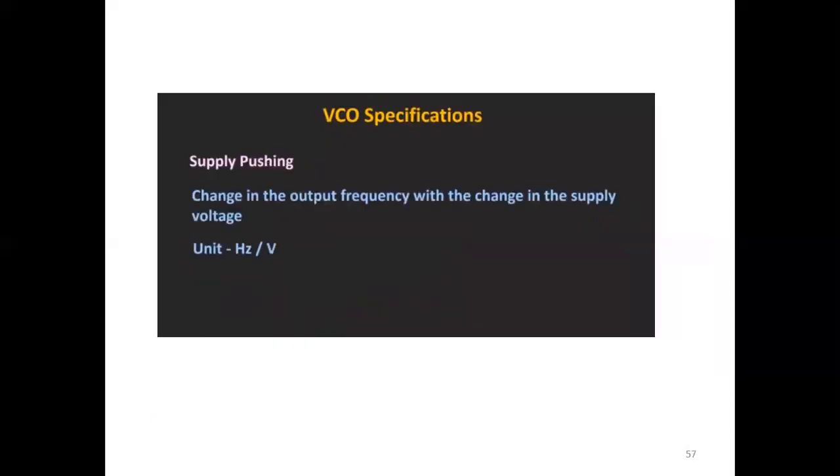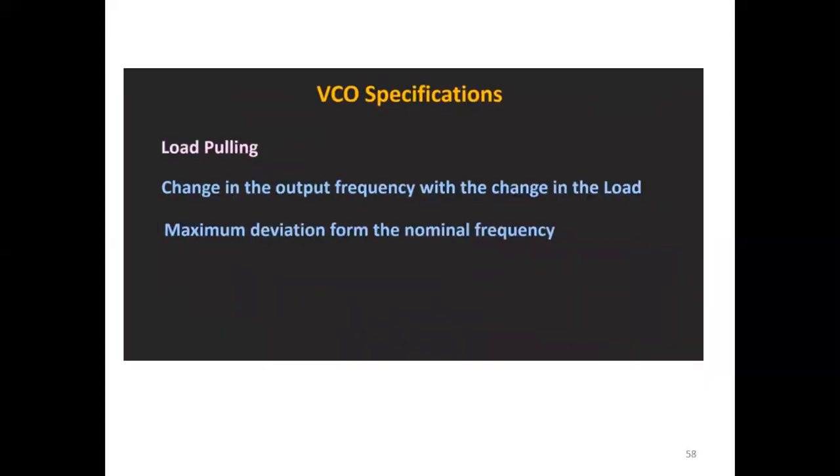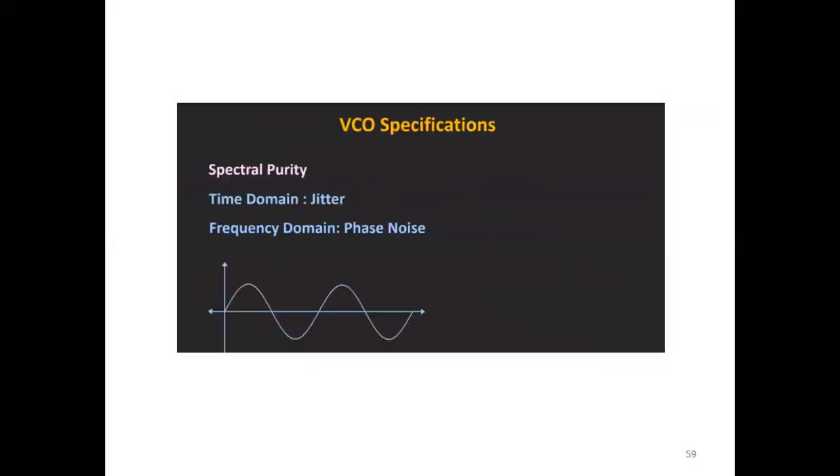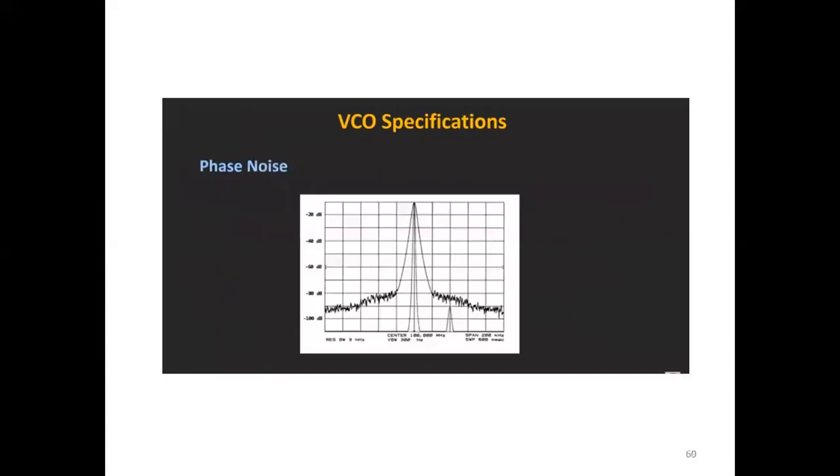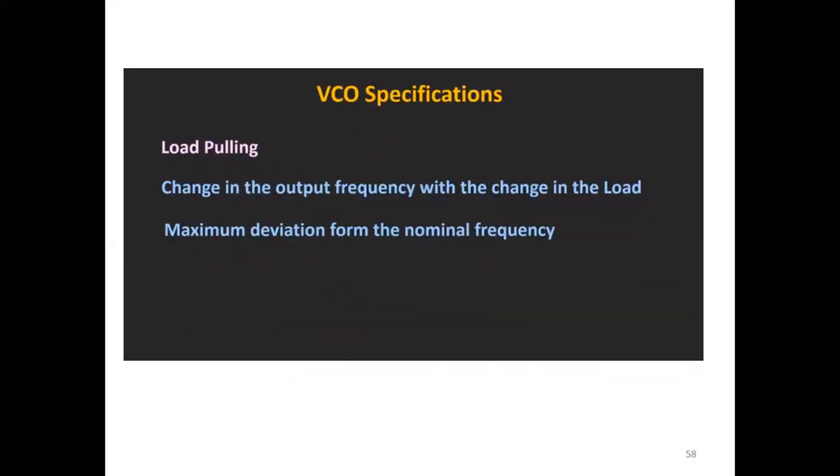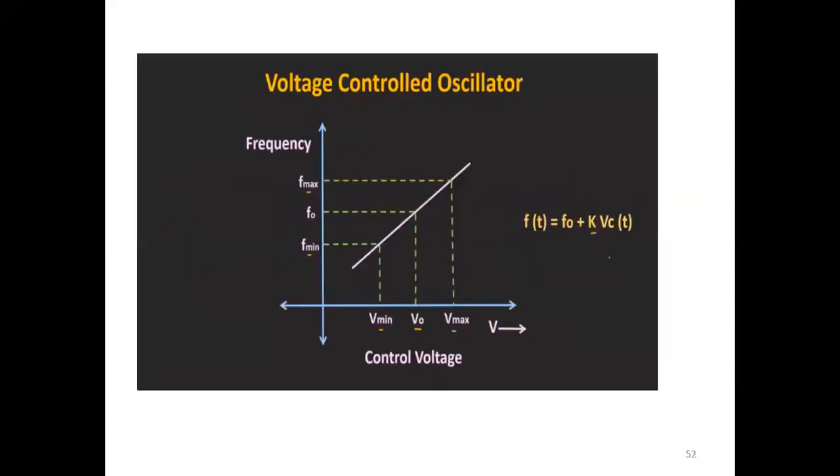Supply pushing is the change in the output frequency with respect to the change in the supply voltage. Load pulling is the change in the output frequency with the change in the load, the maximum deviation from the nominal frequency. Spectral purity: in the time domain it is jitter, and in the frequency domain it is phase noise. These are the basic specifications of the VCO.